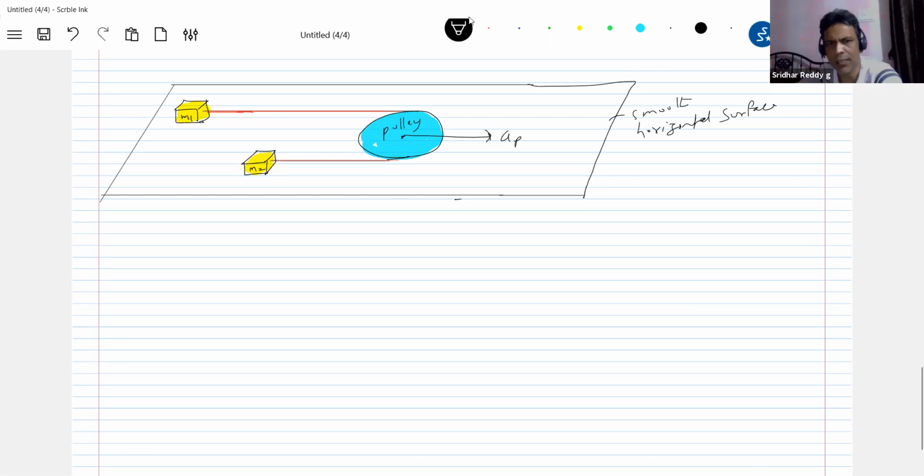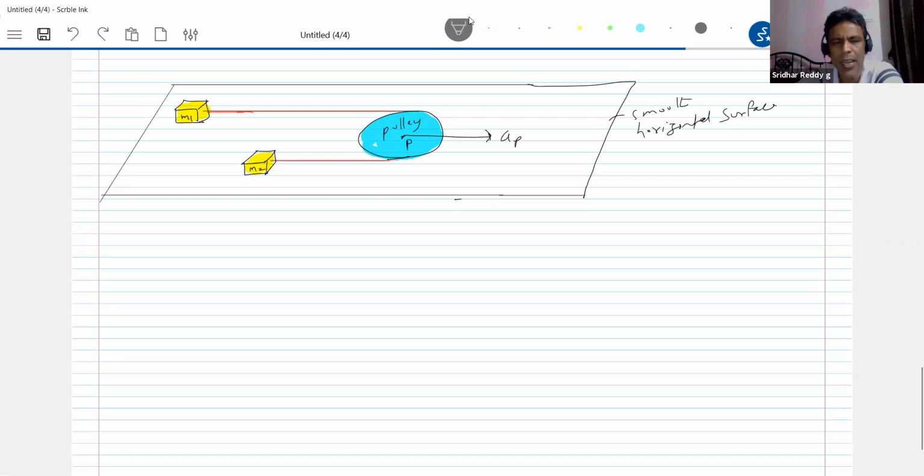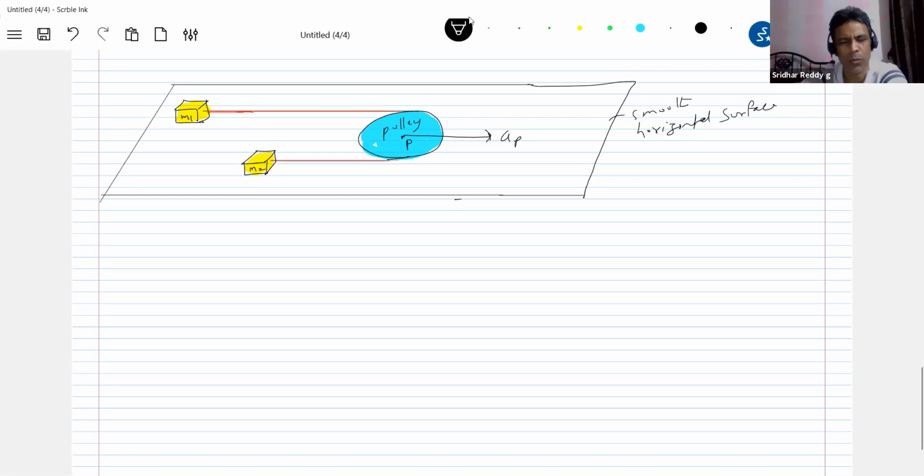How many movable objects are there? The pulley as well as the blocks, no? All three are movable objects. I agree with that one. So let me take this as the reference.